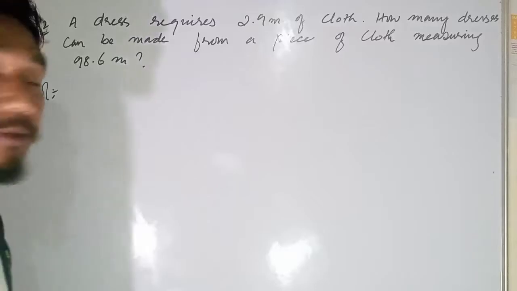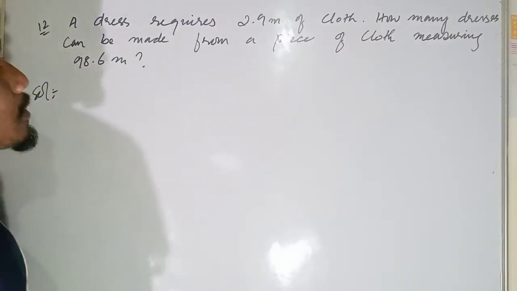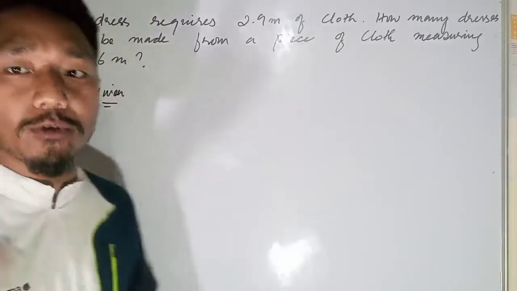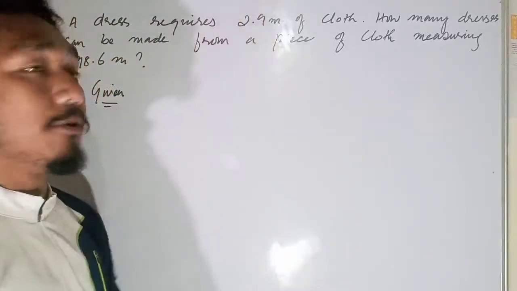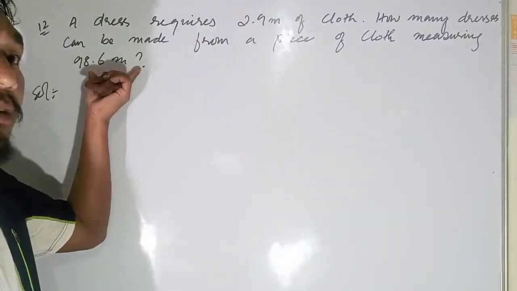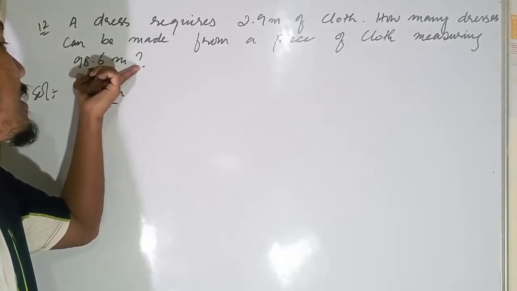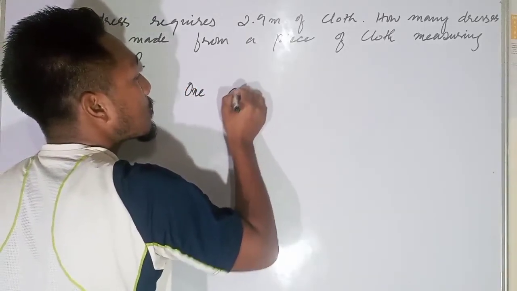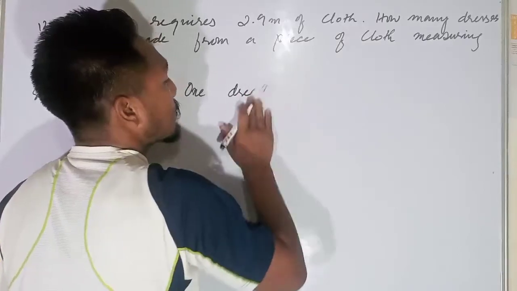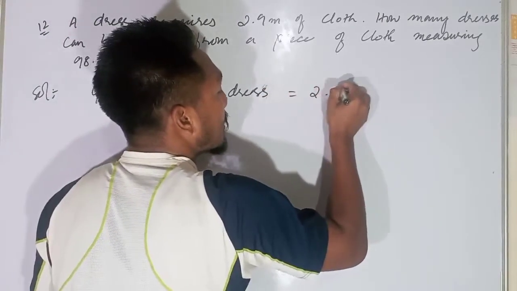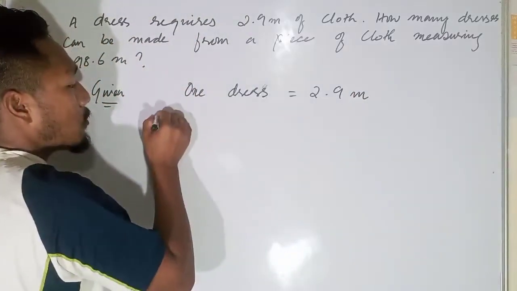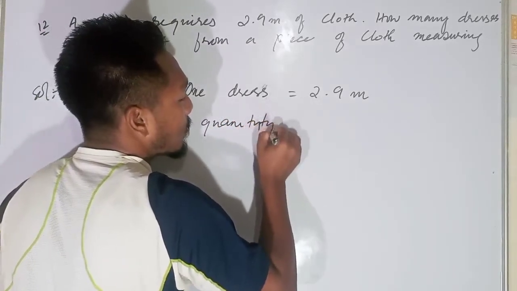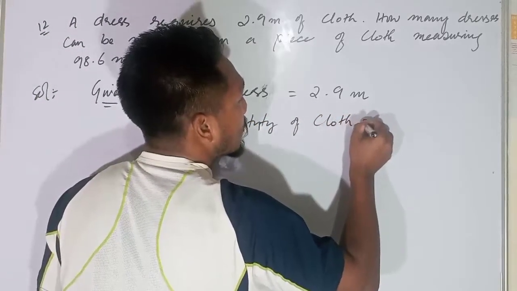So this is our question number 12. One dress requires 2.9 meters of cloth. Given, one dress is equal to how much? If you are going to make a uniform, your school uniform, you need how much? 2.9 meters. Then how many such uniforms can be made from 998.6 meters? So one dress is equal to 2.9 meters. Total quantity of cloth will be how much? Total quantity of cloth is already given.